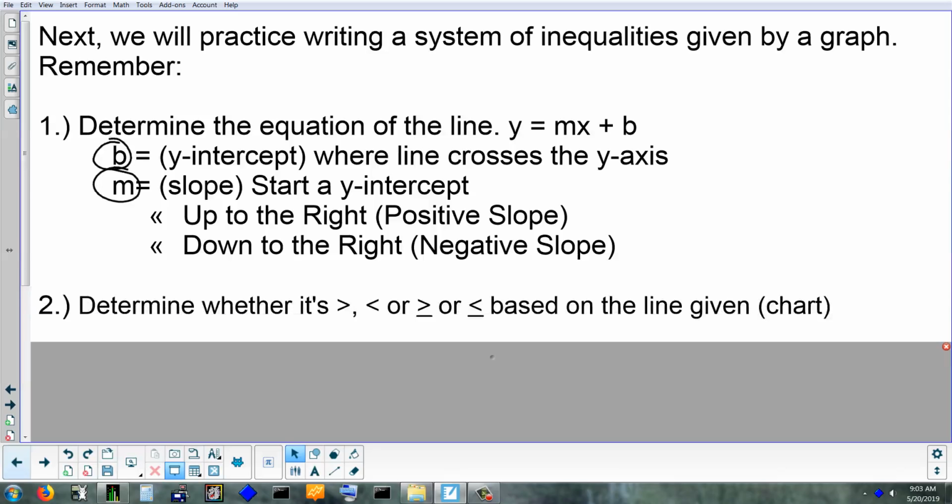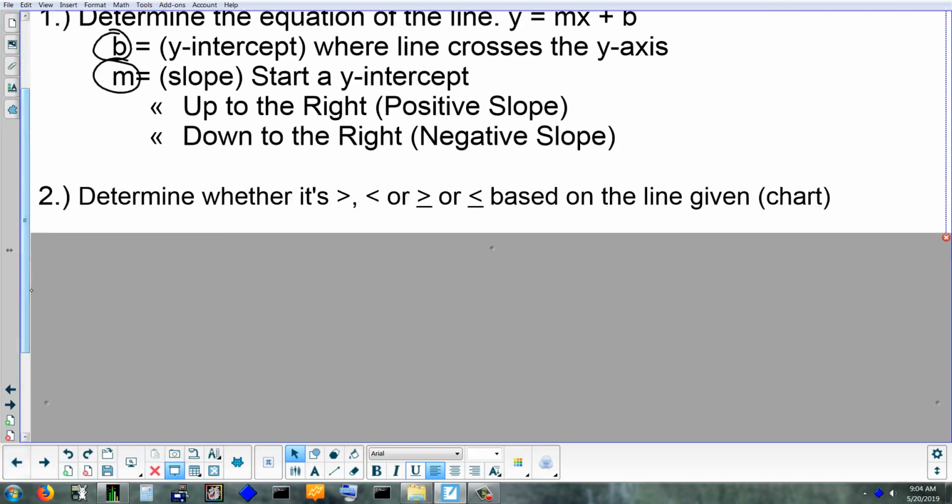Then you have to figure out, should it be a less than, a greater than, a less than or equal to, or a greater than or equal to? How are you going to figure that out? You look at the picture. Look at your chart, and you look at the picture. If it's shaded above, that tells you something. If it's shaded below, that tells you something. If it's a solid line, that tells you something else. If it's a dotted line, that tells you something else. So look for the shading, look if it's solid or dotted, and that should be enough information to figure it out.